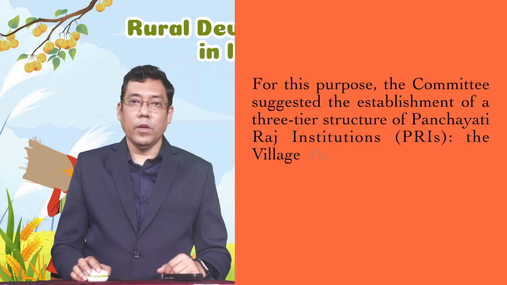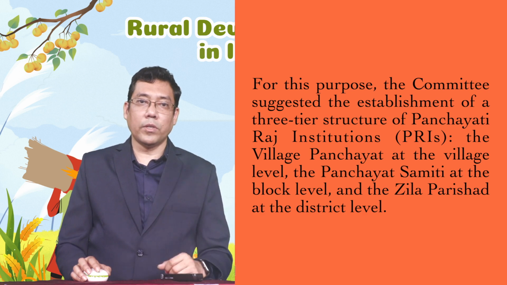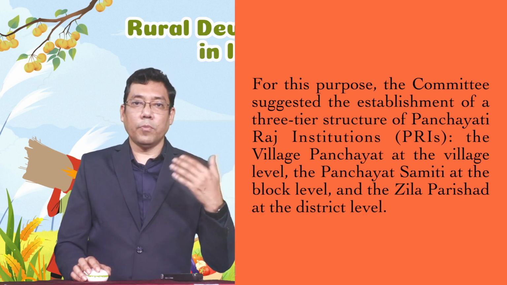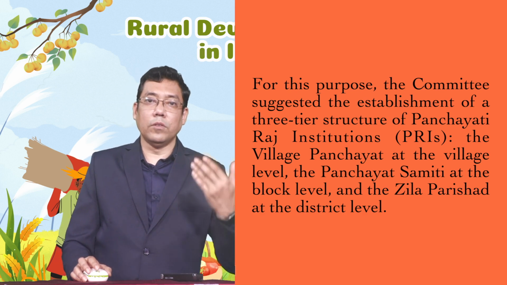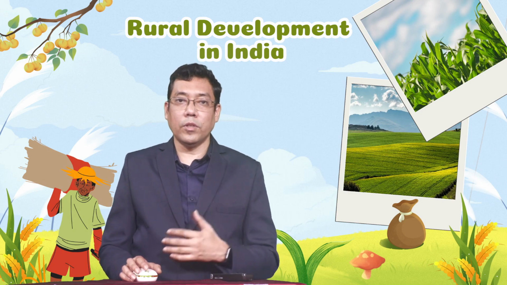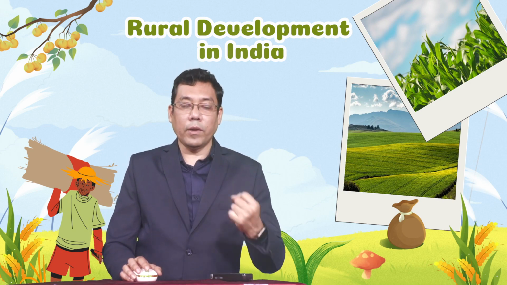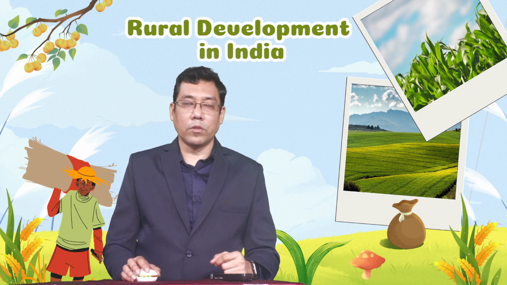For this purpose, the committee suggested the establishment of a 3-tier structure of Panchayati Raj institutions: the village panchayat at the village level, the panchayat samiti at the block level, and the Zilla Parishad at the district level. This structure was designed to facilitate coordinated planning, effective supervision, and democratic decision-making at all levels of rural governance.